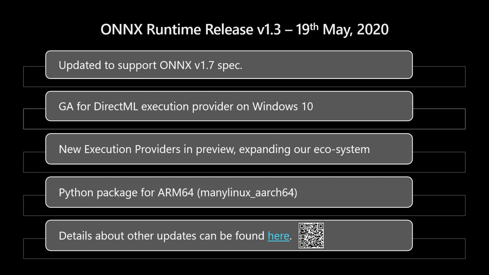Today, we are releasing an update for the ONNX Runtime Inference Engine version 1.3. This update includes support for ONNX Spec version 1.7. We are announcing the general availability for the DirectML execution provider on Windows. This provides acceleration for ONNX model inference across different platforms on Windows devices. We are releasing a number of other execution providers in preview to support ONNX models across different platforms, expanding our ecosystem. And the Python package for ARM64 devices is going to be published starting this release. Additional details about the version 1.3 release can be found in the ONNX Runtime GitHub page.